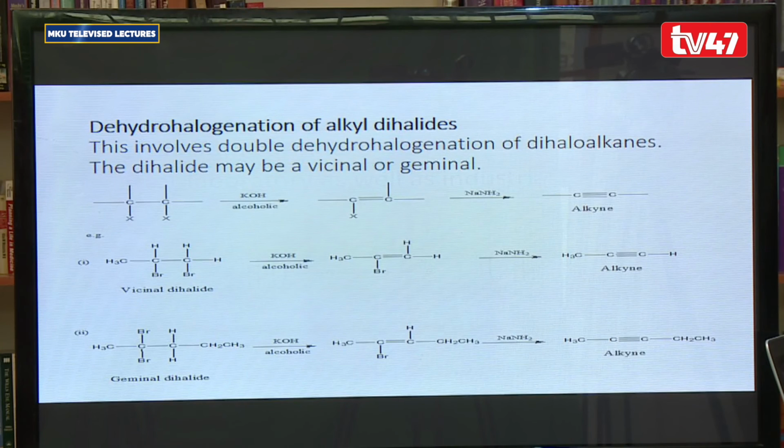You can also form alkynes through the dehydrohalogenation of alkyl halides. If you have two hydrogen atoms joined to adjacent carbon atoms, then a double dehydrohalogenation will result in the formation of alkynes, and this is possible in the presence of sodamide as a catalyst.